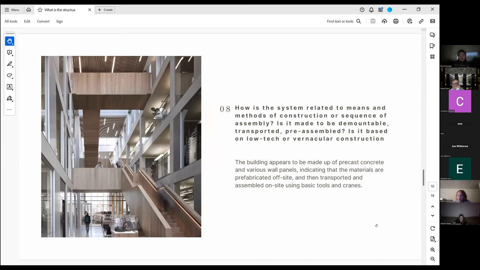From looking at this, I did think that it appeared to be precast concrete used to construct the building. However, after getting feedback from Dan and looking into it more, I do believe it is a lot of poured in place concrete, just because there are no major joints that we see on the connections.